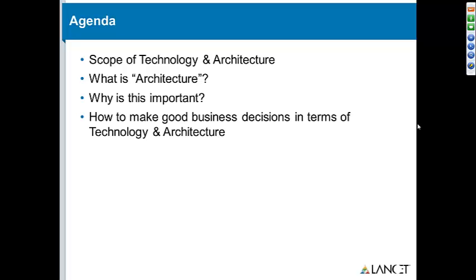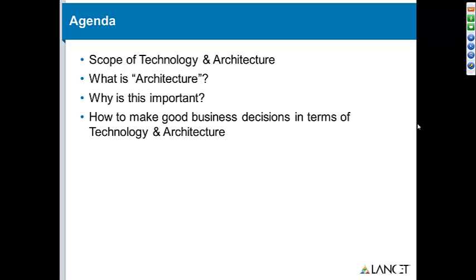Then we're going to talk a little bit about why this is important. That seems like a rather obvious statement. Of course it's important. But because there are so many different ways to approach architecture, we want to talk about why each of those different ways of thinking about it is important, why you can't just ignore one aspect of architecture versus the other. And then finally, again, talking about methods or how you approach it.